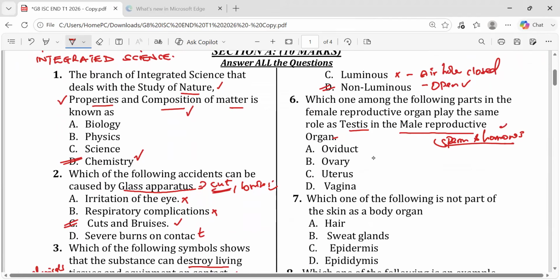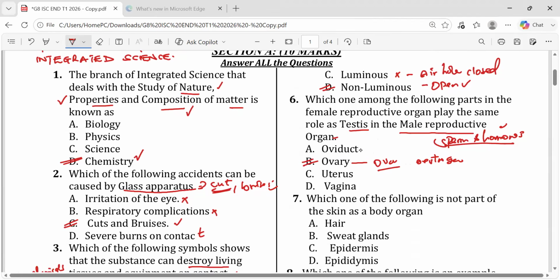So that is the role of testes. Which one in the female reproductive part plays the same role as testes? We know that the ovary produces ova, which is the female reproductive cell. Sperm is the male reproductive cell. And the ovary also produces hormones, one of them being the estrogen hormone. So it therefore means that the ovary plays the same role as the testes in the male reproductive organ.